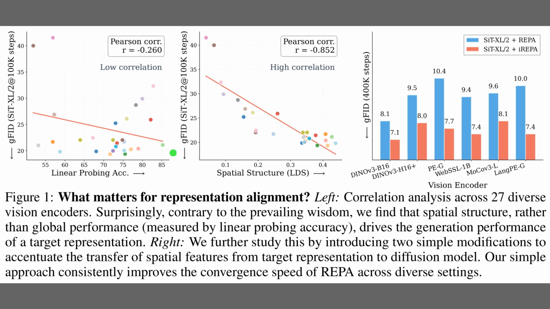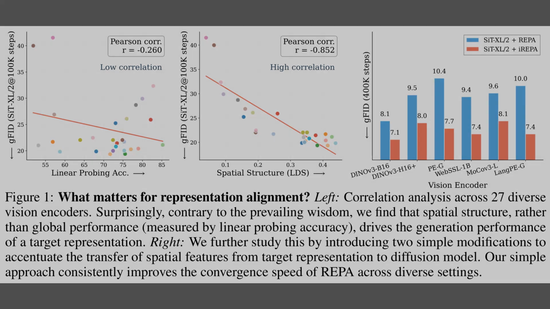The left scatter plot shows that higher linear probing accuracy barely correlates with better generation quality, since the points are scattered and the correlation line is almost flat. The middle scatter instead uses a spatial structure metric and shows a strong downward trend, so richer spatial structure clearly predicts lower FID and better images. The right bar chart compares standard representation alignment with the new improved variant, where the red bars are consistently lower, meaning faster convergence and better FID across several vision encoders.